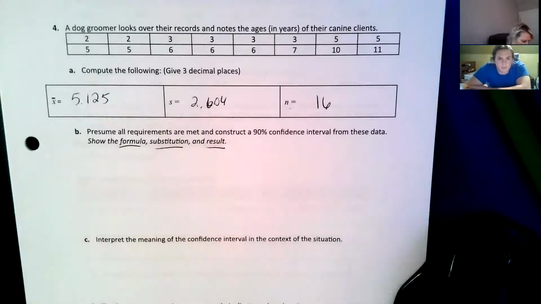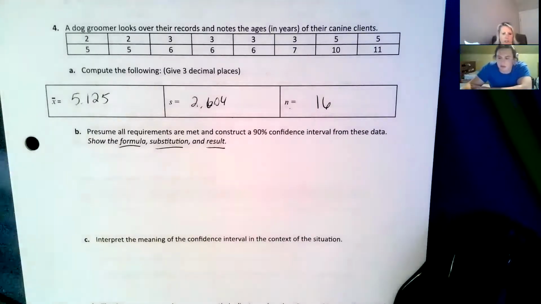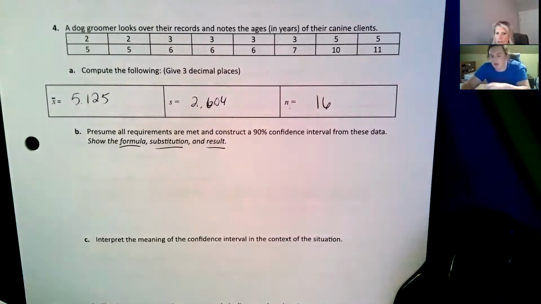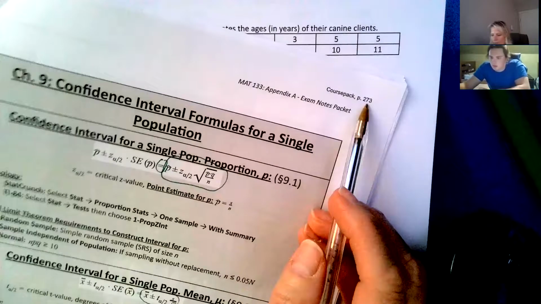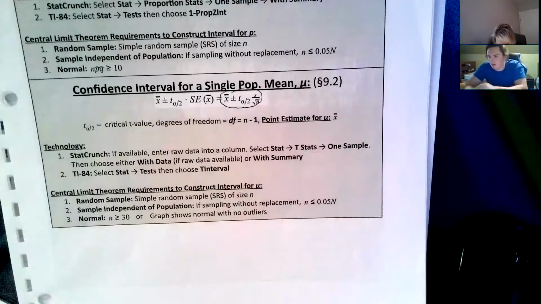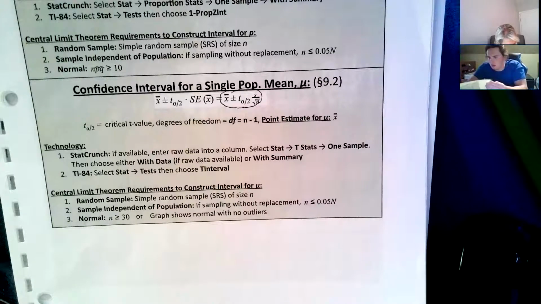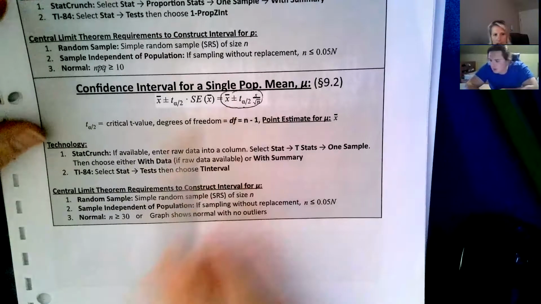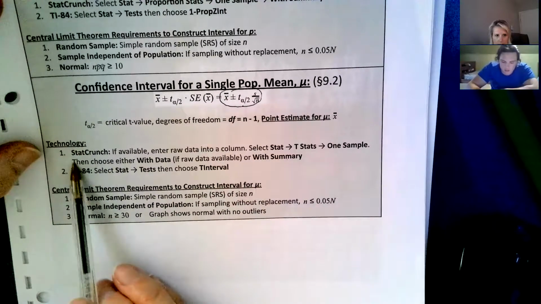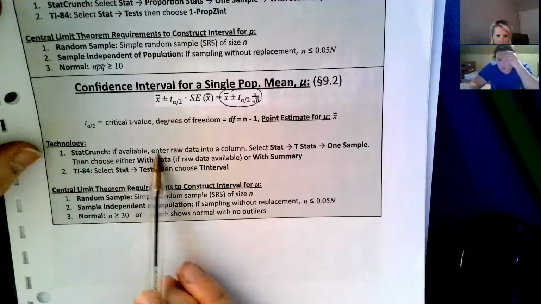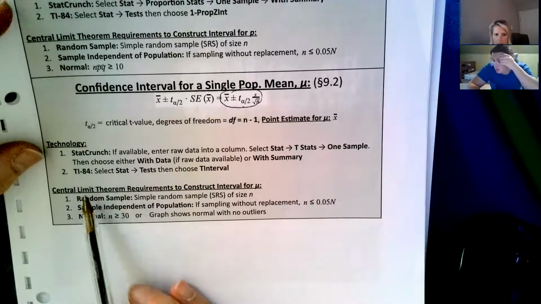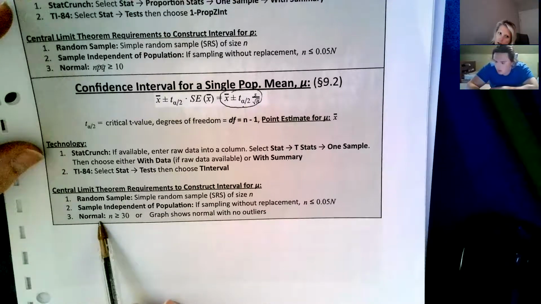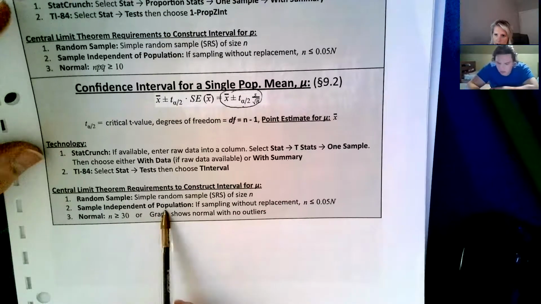So the formula, if we go to our yellow sheet, is on page 273, where we found it the other day. We're looking at the one at the bottom, the one I circled because it has all the individual pieces. Down in the middle, it says technology, which tells you where to go in StatCrunch. And when we have to prove the CLT requirements, they're listed here as well in the box.